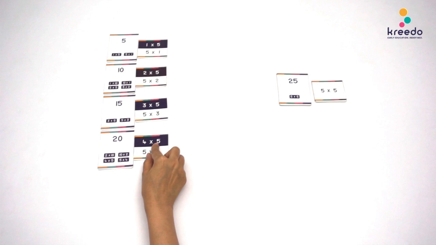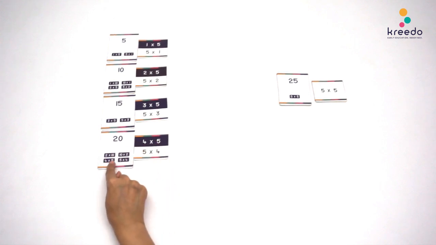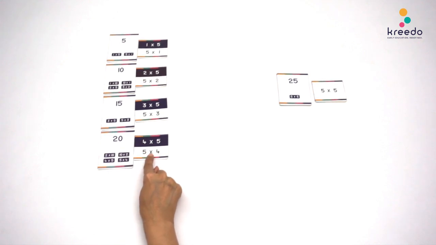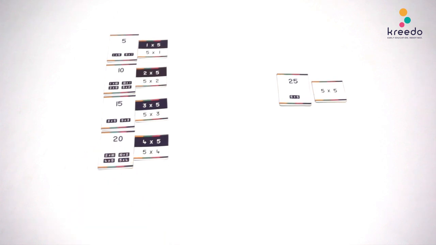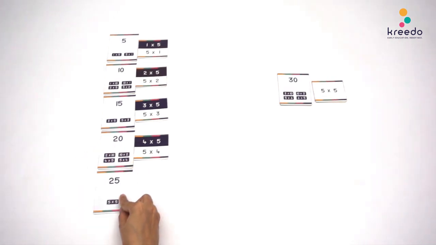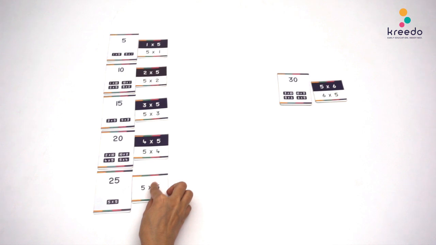Point to the table on the small card, followed by the same on the big card, and say 4 into 5, 4 into 5, 5 into 4, 5 into 4 is 20. Pair the next big card and small card in front of the child.